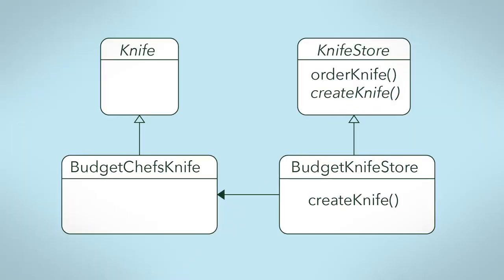All the subclasses of Knife Store, Budget Knife Store, Quality Knife Store, maybe Family Knife Store, inherit the order knife method. However, each subclass must define its own createKnife method. Let's take a look at the UML class diagram for one Knife Store. The UML class diagram gives you some important information.